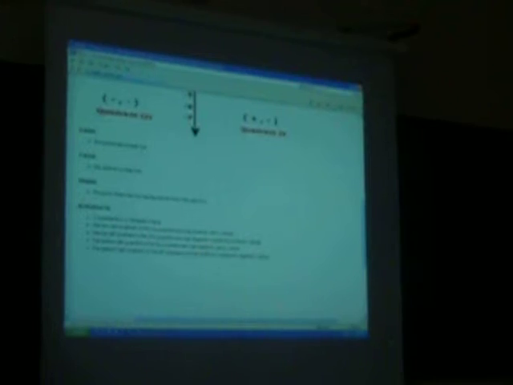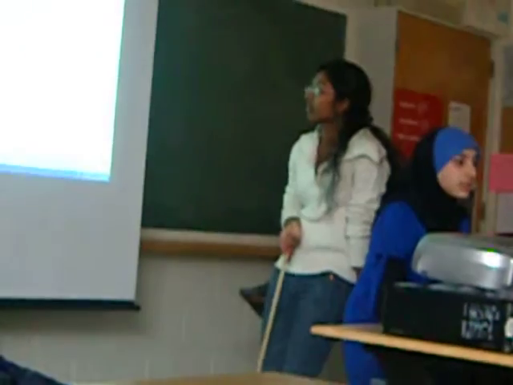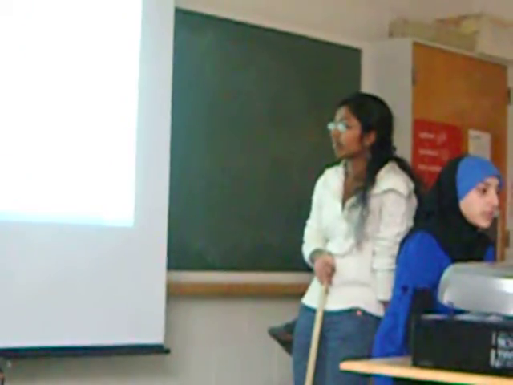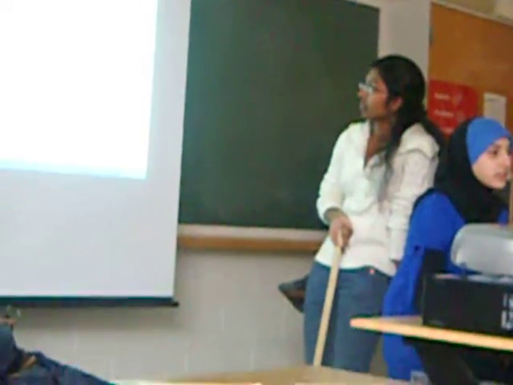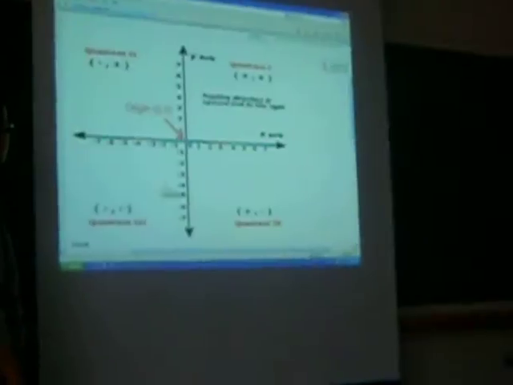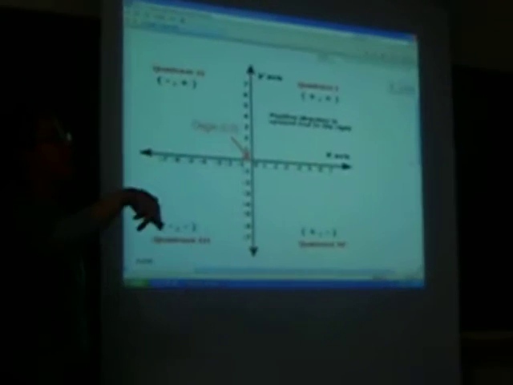So the x-axis is the horizontal number line, and the y-axis is the vertical number line. The origin is where the 2 perpendicular lines intersect, and they form the point 0, 0. The quadrants are first, second, third, and fourth, so it goes in a counterclockwise direction.